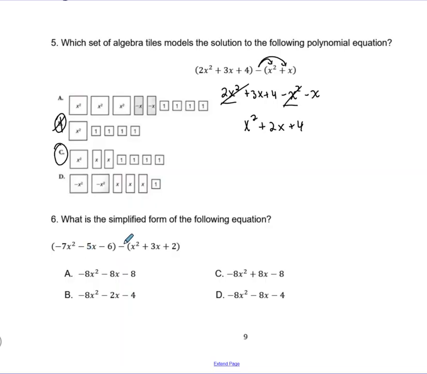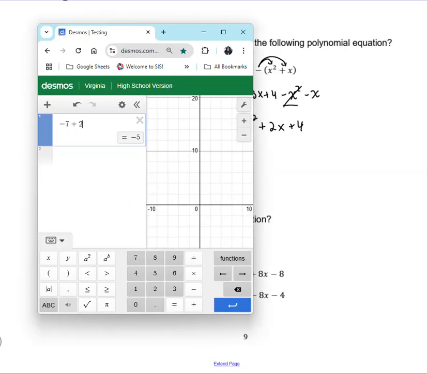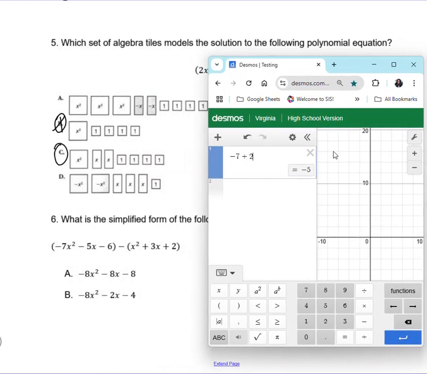Same thing here. We should distribute the negative, but if you don't want to, here's another way you can do this. You would do negative 7 minus positive 1, so that's negative 8. And then for the next part, you have negative 5 minus positive 3. And then you have negative 6 minus positive 2. There you go. Okay, they're all negative 8s, so it looks like it's A.